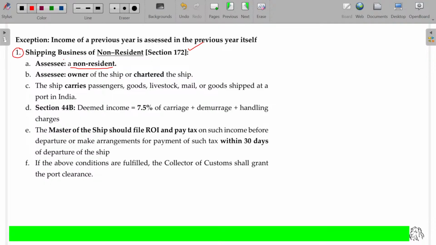And assessee. Assessee is nothing but the person on whom we are going to calculate the income tax. If A comes to me to find out the tax, then A is the assessee. Of course, there may be some more definitions expanded. We'll see that later on. Number 1, he should be a non-resident, and he should be the owner of the ship or have chartered the ship. Chartered is rental. Either he may be the owner or he may have rented it. And the ship carries either passengers, goods, livestock, or mail shipped at the port in India. Especially we are talking about goods loaded in the Indian port.